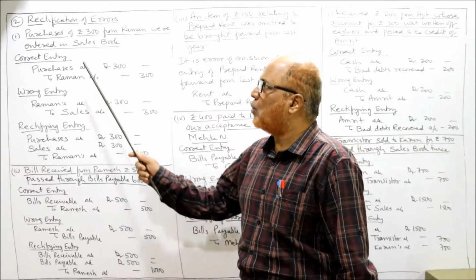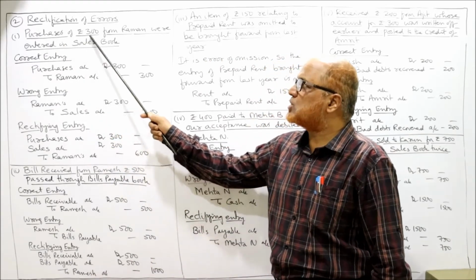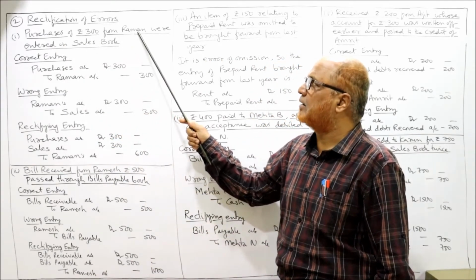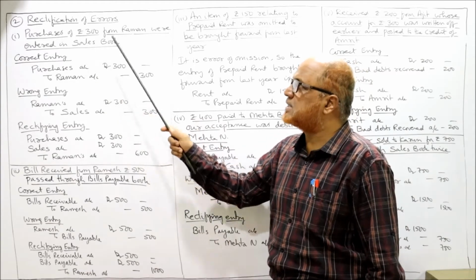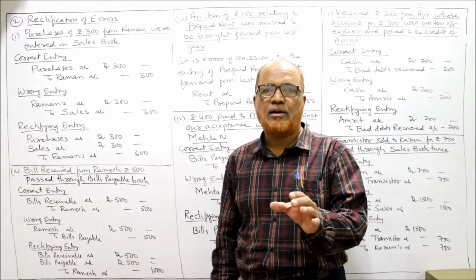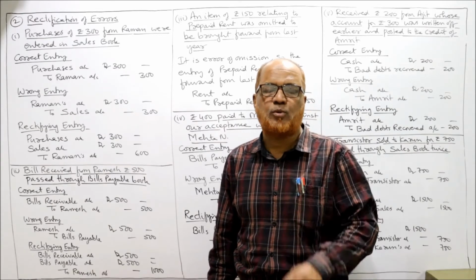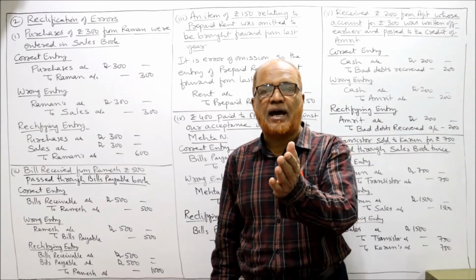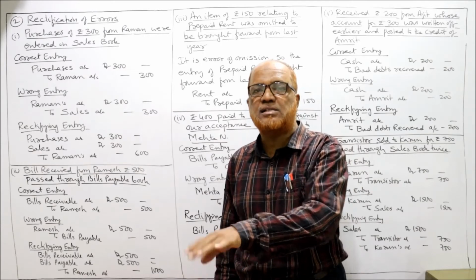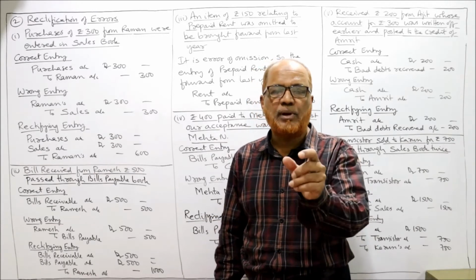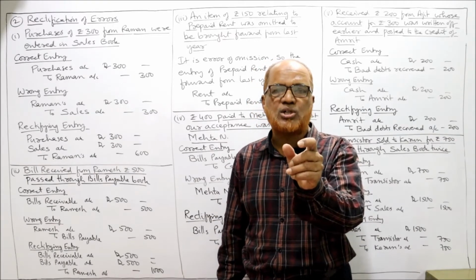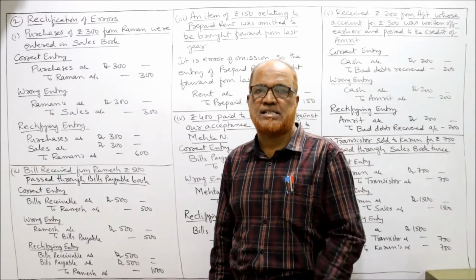First error. What is given in the problem? Purchases of rupees 300 from Raman were entered in sales book. Actually, goods were purchased, so it should have been written in the purchase book. But by mistake, the accountant has recorded it in the sales book. In simple words, a purchase transaction was treated as a sale transaction.